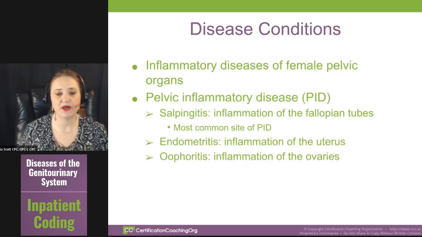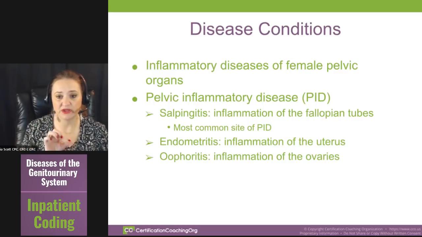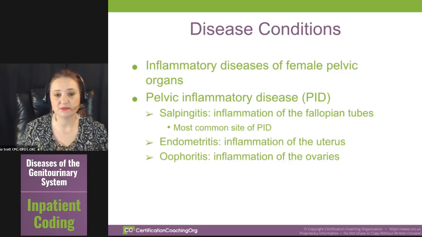Inflammatory disease of female pelvic organs. PID, pelvic inflammatory disease, is one of the most common. You can have salpingitis, which is the fallopian tubes. That's the most common, but you can also have endometritis, which is the uterus, and oophoritis, which is the ovaries being inflamed. So commit to memory that salpingo is the fallopian tubes.